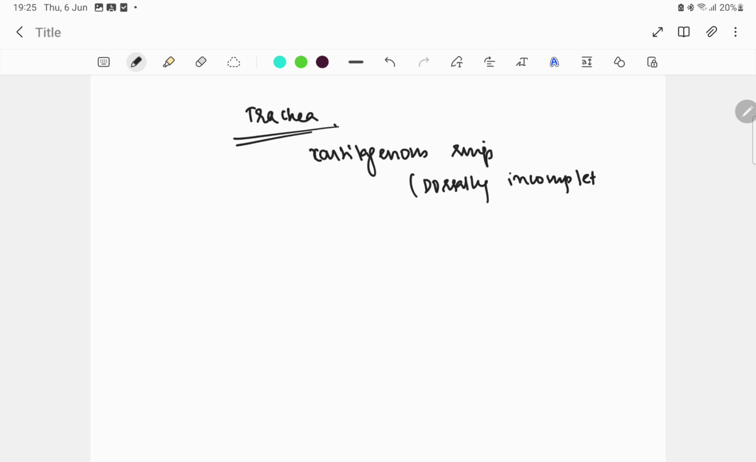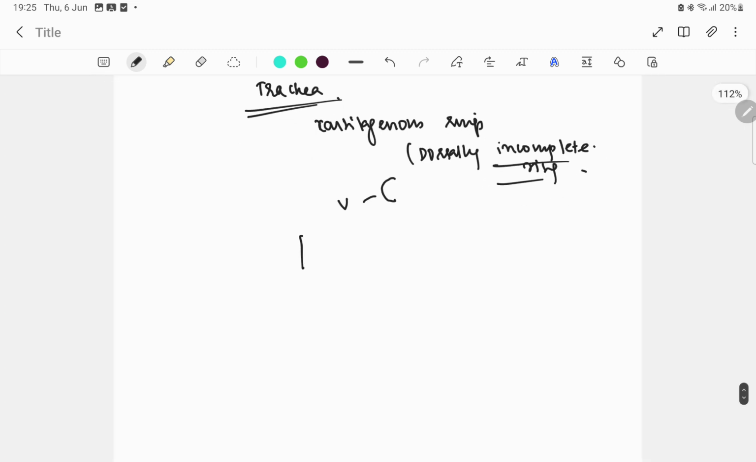Only ventrally is it a ring, it's like a semi-ring structure. This is ventral. Dorsally it is incomplete. So the trachea is a dorsally incomplete ring-like structure. So we all know this is the trachea.